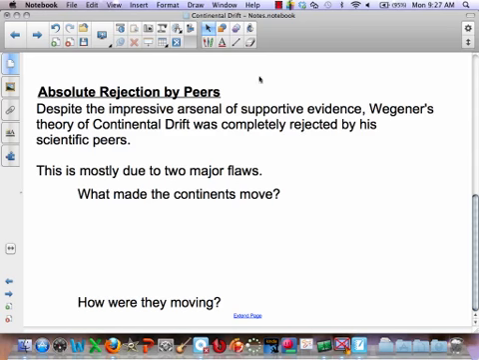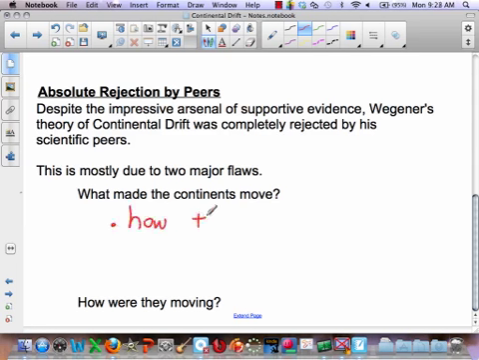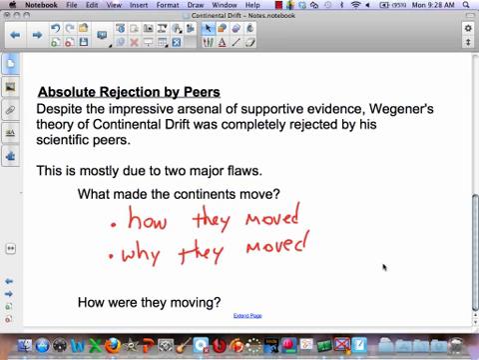And this is important for you guys to understand, and it's going to be a big one for the test question. He couldn't explain how they moved, and why they moved. So the flaw with Alfred Wegener's continental drift theory is he could not explain how the continents move, and he could not explain why they move.